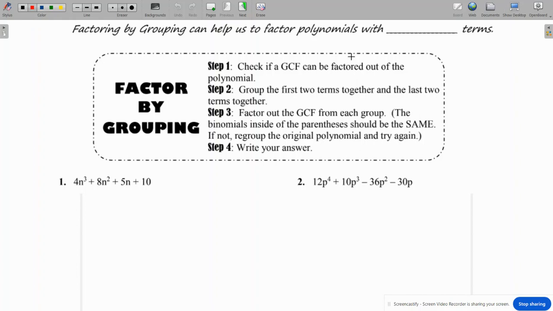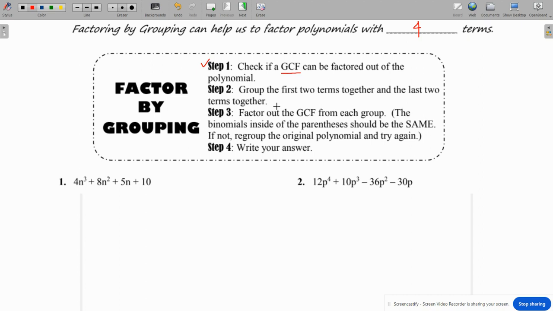Factoring by grouping is something that we can utilize when we want to factor a polynomial that has four terms. So I have four steps here for you to follow every single time you want to factor by grouping. Step one, anytime you're factoring, you will always check to see if there is a GCF.